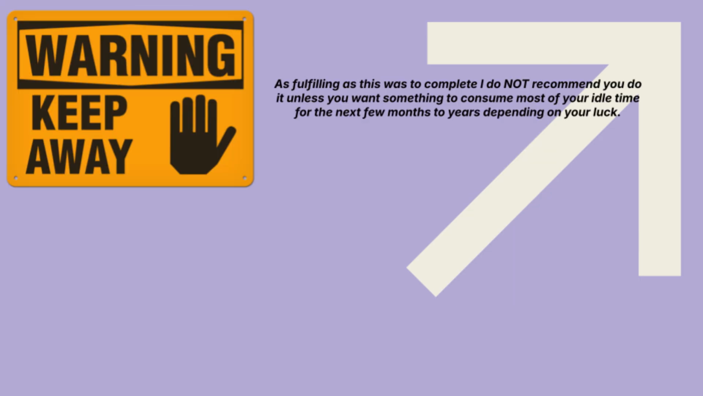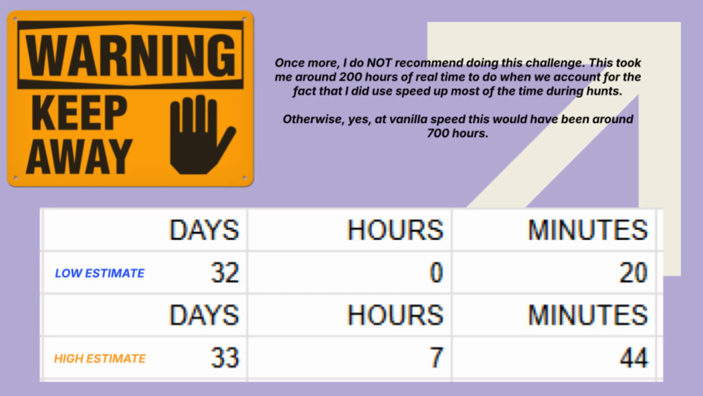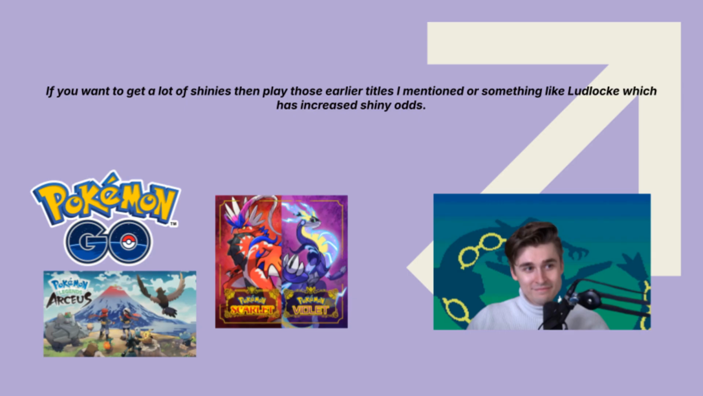Now, if you're thinking this sounds like a fun thing to try and do yourself, I would strongly advise against it. By estimating the time it takes for each soft reset and each wild encounter, I was able to estimate that I had spent roughly 30 days of real-life time doing this. I repeat, real time. This isn't an hour to a day for 30 days, this is around 700 hours of shiny hunting. This was not something for the faint of heart, so be cautious if this is something you are thinking you want to try. Maybe just try a newer game or a ROM hack with increased shiny odds, like Ludlock or something.